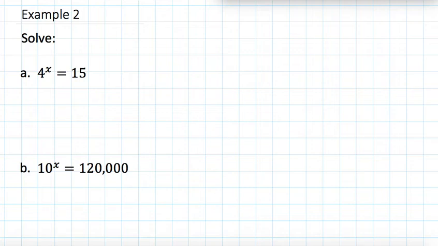So it's going to be a decimal answer that I'm going to have to round. So what I'm going to do here is rewrite this into a logarithmic form. So that's going to be log base 4 of 15 equals x. Now I do this a little bit differently than the way that the book shows it.